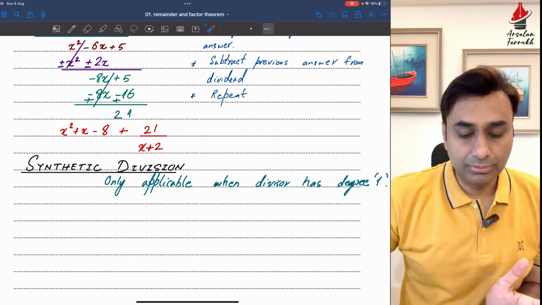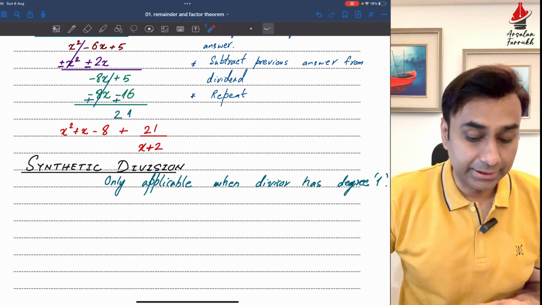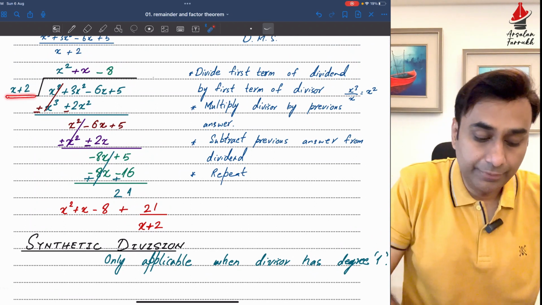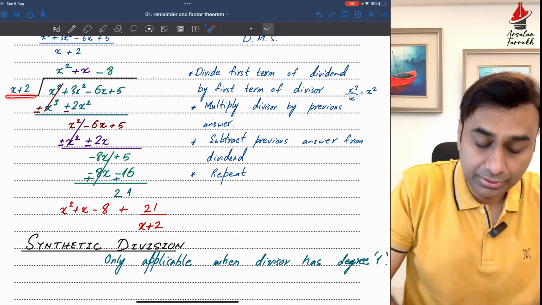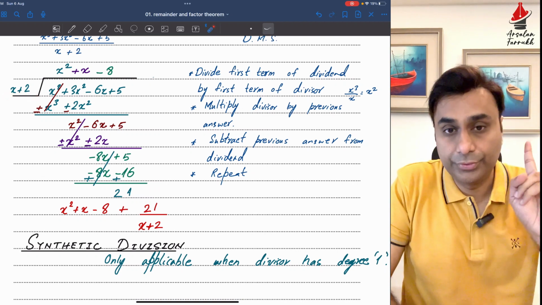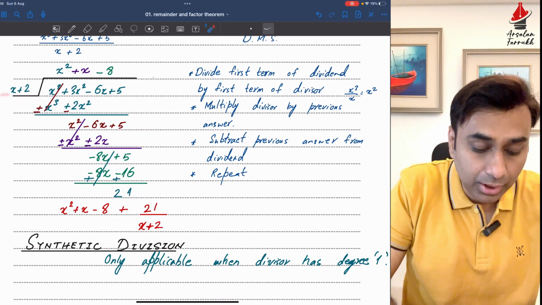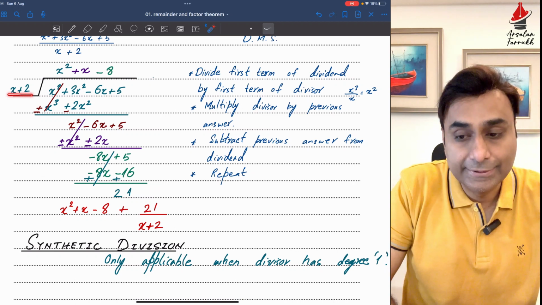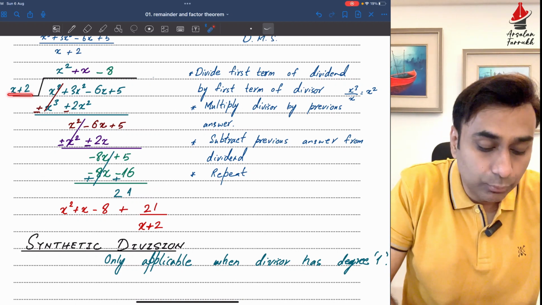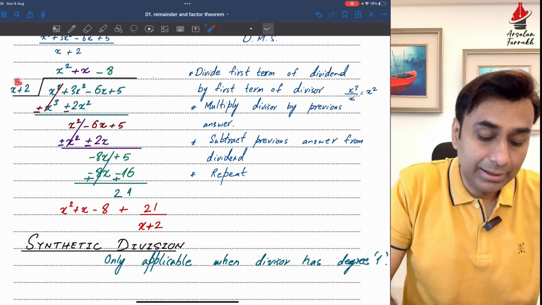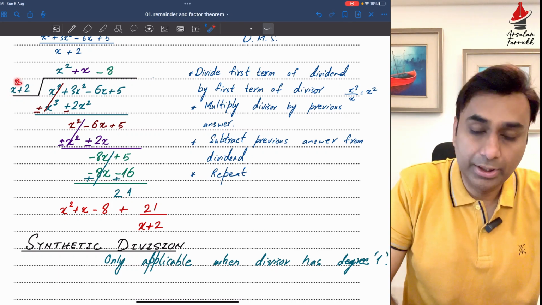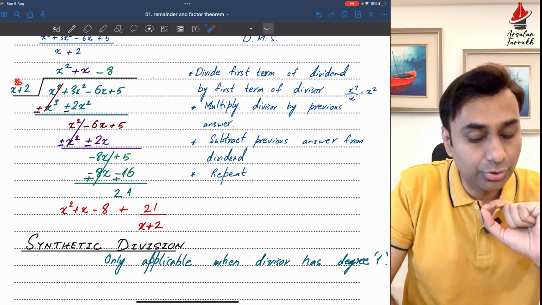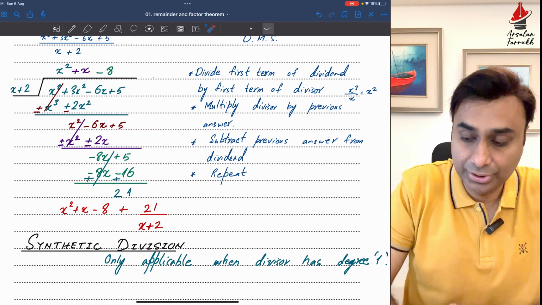But there are certain issues with synthetic division, like synthetic division is not applicable in all situations. I was dividing by x plus 2. I could have done it by synthetic division because of two reasons. First of all, the degree of the divisor has to be 1. It cannot exceed 1. What I mean to say is that if I had to divide by x squared plus 2, then I would have to do long division. I could not do synthetic division in that case.